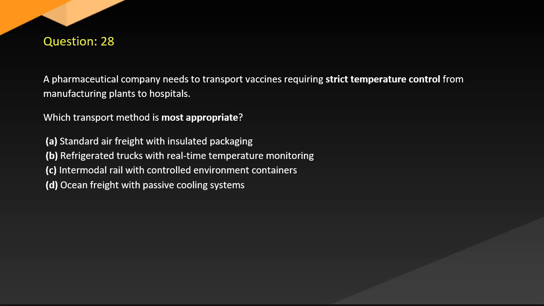Question 28. A pharmaceutical company needs to transport vaccines requiring strict temperature control from manufacturing plants to hospitals. Which transport method is most appropriate? A. Standard air freight with insulated packaging. B. Refrigerated trucks with real-time temperature monitoring. C. Intermodal rail with controlled environment containers. D. Ocean freight with passive cooling systems.